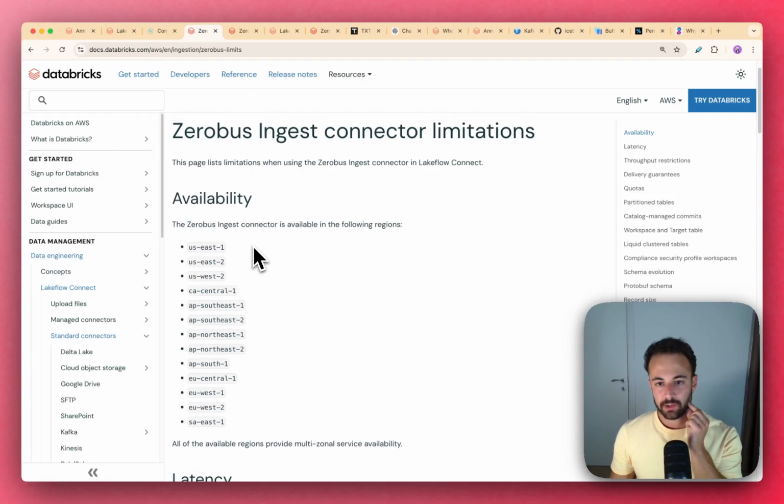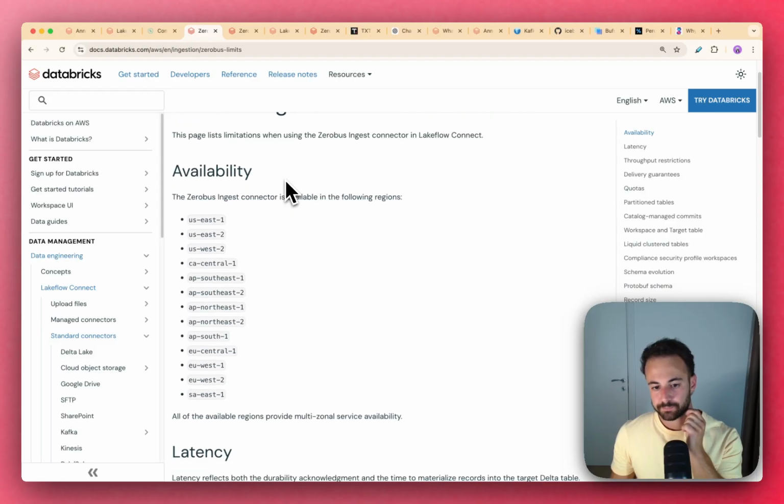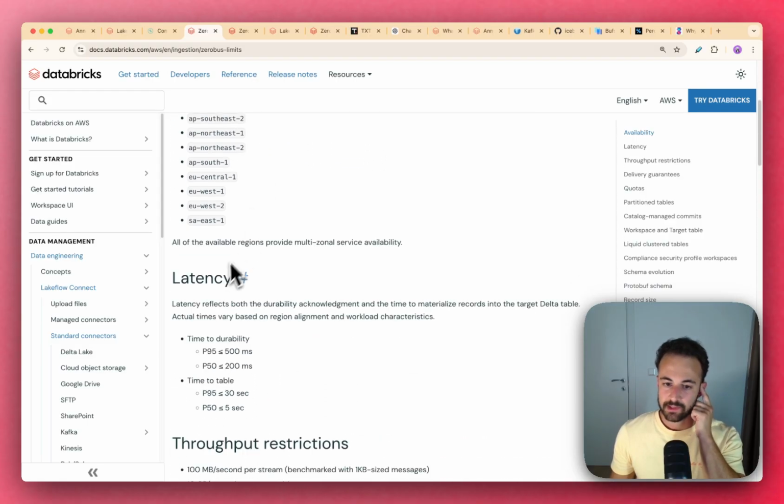Okay, continuing on. Again, let's see what the limitations are. Latency reflects both the durability acknowledgement and the time to materialize records into a Delta table. Again, because this is something like a bus, you have the durability acknowledgement, meaning you write the data to Zerobus and it says, okay, the data is in Zerobus, and then it eventually gets batched and materialized into the Delta table.